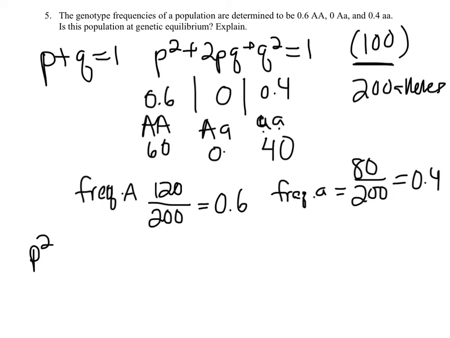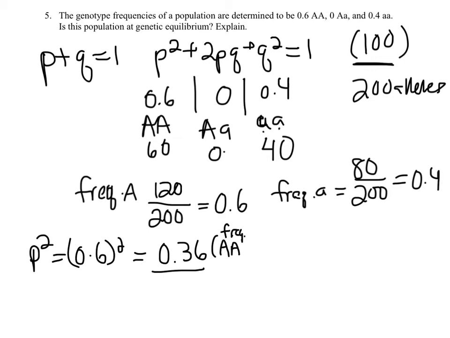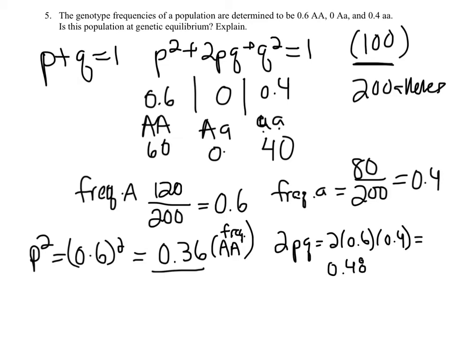So we expect P squared, which is 0.6 squared, which equals 0.36. So we expect the frequency of big A to be 0.36. And we can already see that this and this do not match up. Then we do 2PQ, and that's going to equal 0.48. So we're actually expecting 0.48 to be the frequency of the heterozygote, which we see as 0, so that's way off.